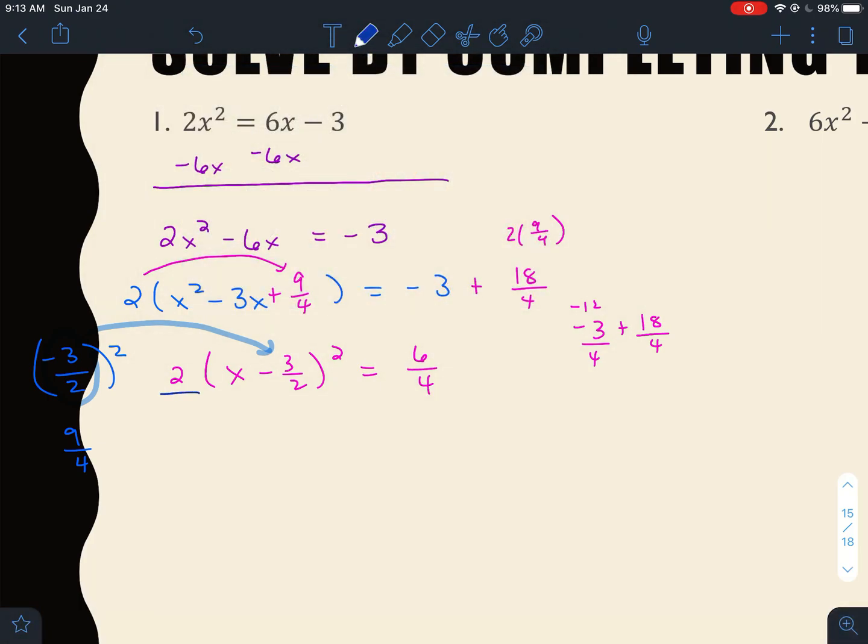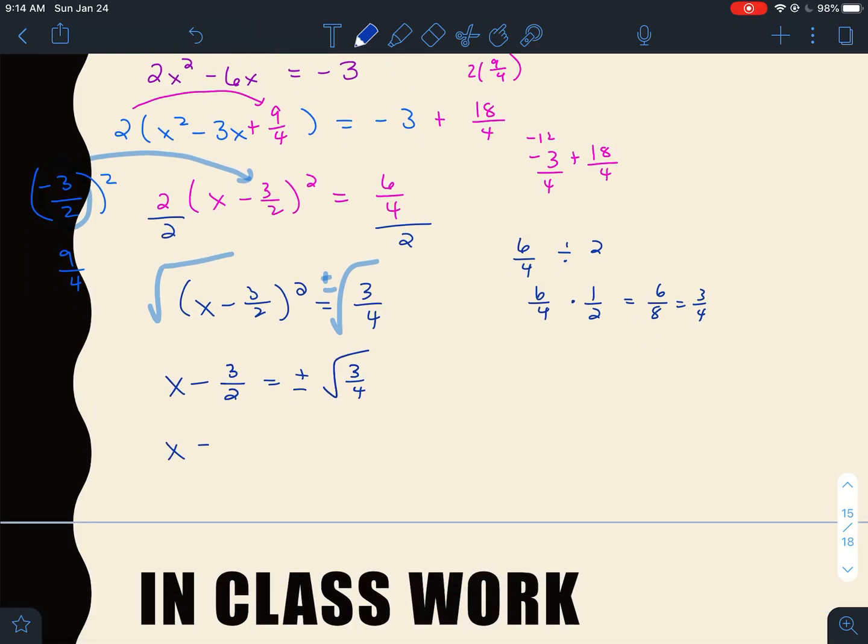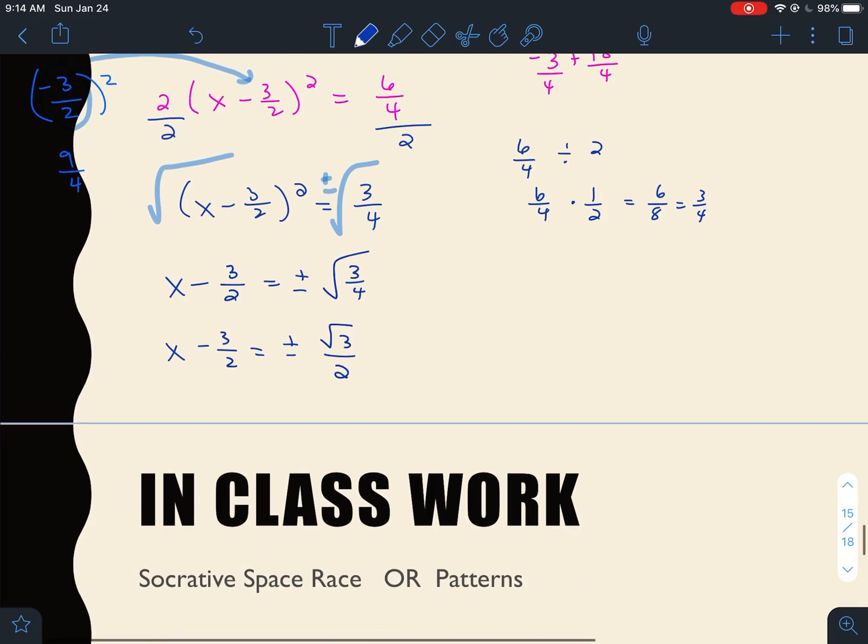And then I'm going to divide both sides by 2. And I get x minus 3/2 squared equals 6/4 divided by 2, which would be 6/4 times 1/2, which would be 6/8, which reduces to 3/4. And now we solve by taking square roots, plus or minus. And we have x minus 3/2 equals plus or minus the square root of 3/4, which would be plus or minus the square root of 3 over 2.